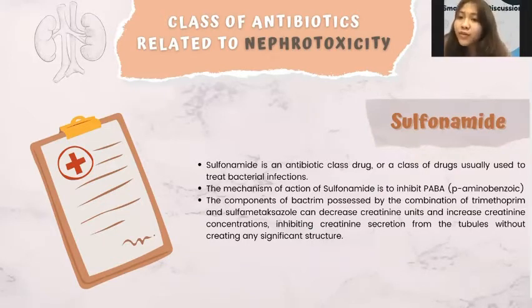The mechanism of action of sulfonamide is to inhibit PABA, or para-aminobenzoic acid, a component of bacteria. The combination of trimethoprim and sulfamethoxazole can decrease creatinine clearance and increase creatinine concentrations, inhibiting creatinine secretion from the tubules without creating any significant structural damage. And this reabsorption can cause hypercalcemia. That's all from me.